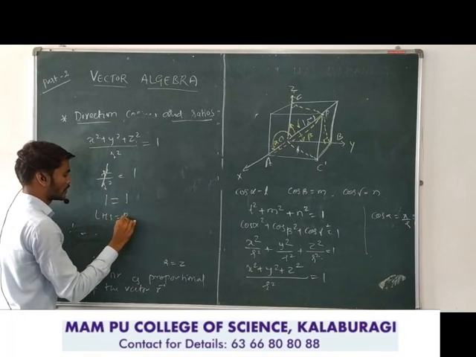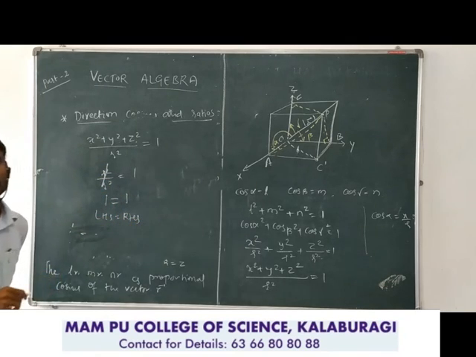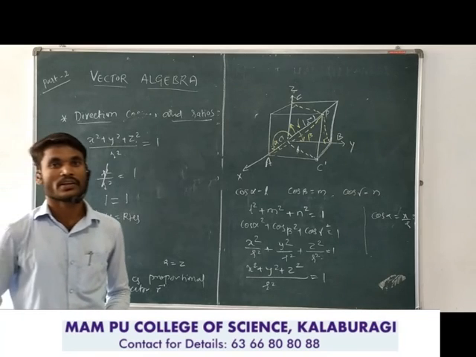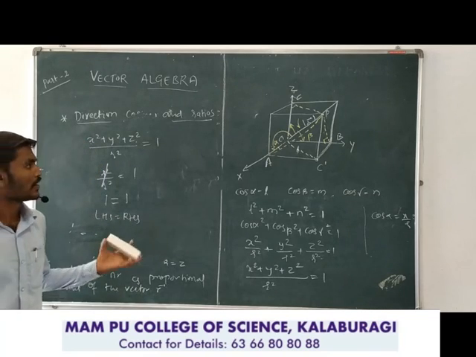Okay, LHS equal to RHS. Here we have already found the direction cosines and ratios. This is very important for your examples and in our exam also.